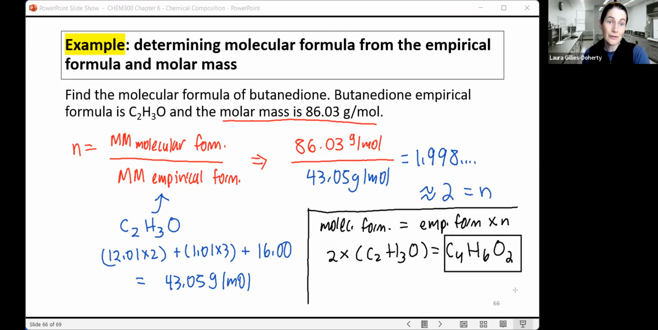So again, if you know your empirical formula, you can calculate its molar mass. And if we know the molar mass of how the compound's actually found, then when you divide those two, it gives you the multiplier to go from empirical formula to molecular formula. And we were given the empirical formula, so we multiplied the empirical formula by N in order to obtain our molecular formula.